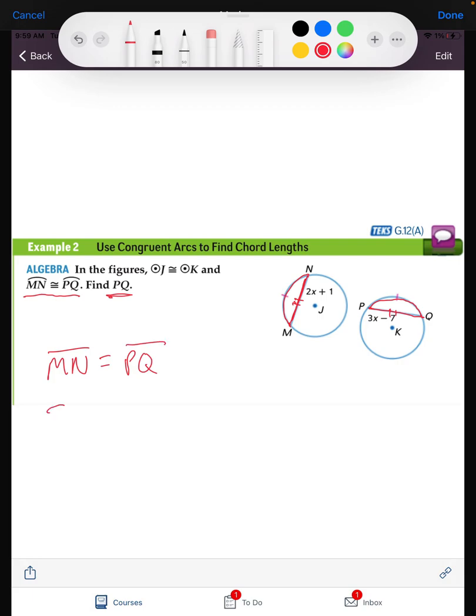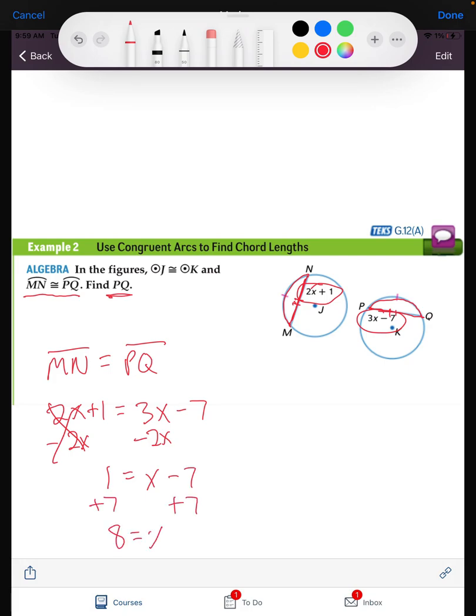So then we'll substitute in the values for MN and PQ. 2x plus 1 equals 3x minus 7. Now let's simplify. Let's do minus 2x to get rid of 2x on this side. We get 1 equals x minus 7. Add 7 to both sides. We get 8 equals x. Now that we have 8 equals x, we can substitute our 8 in where we see an x, and we want to find the value of PQ.